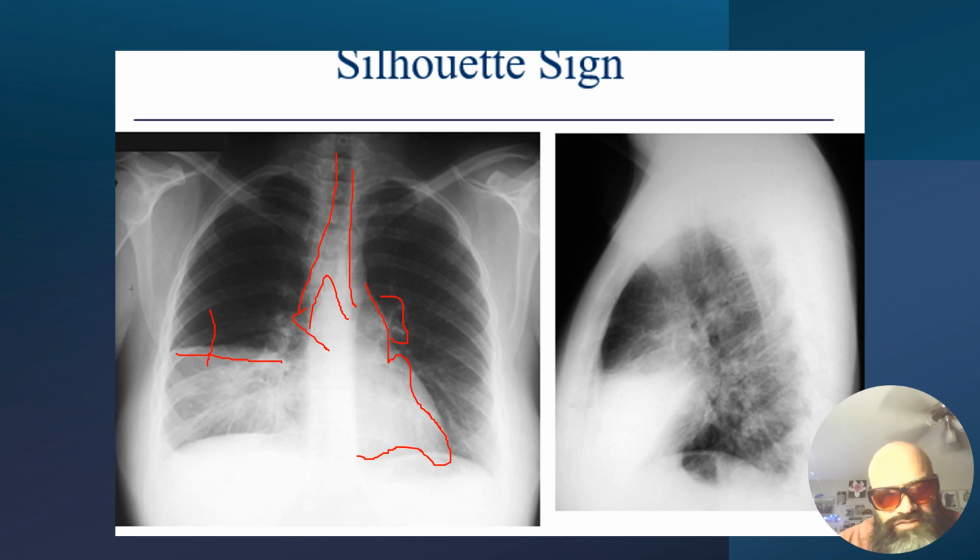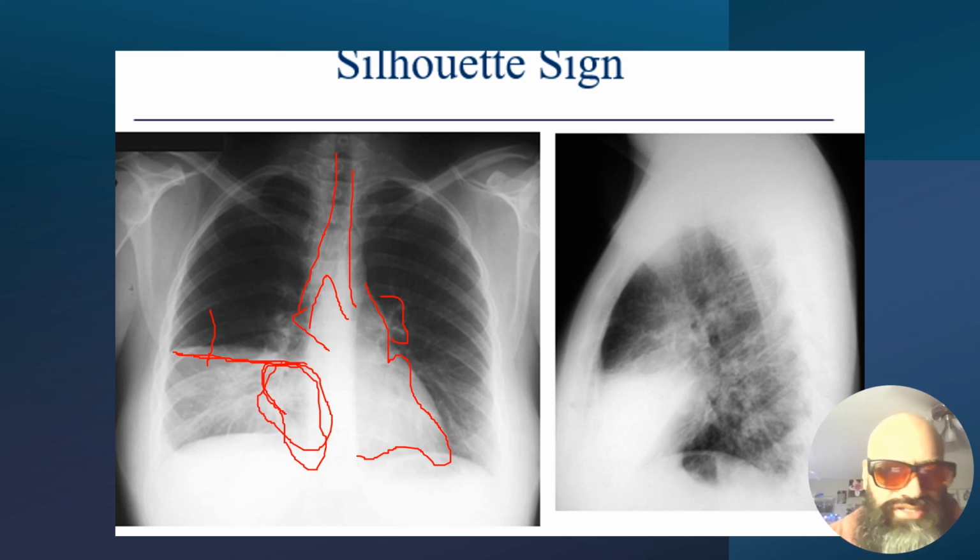So the air fluid line is localized here. As a result of a previously known area to have air density, now it has fluid density. Two areas of the same fluid density will obscure the border and outline, so we cannot see the cardiac border here on the right. So this is an excellent example of a silhouette sign here.